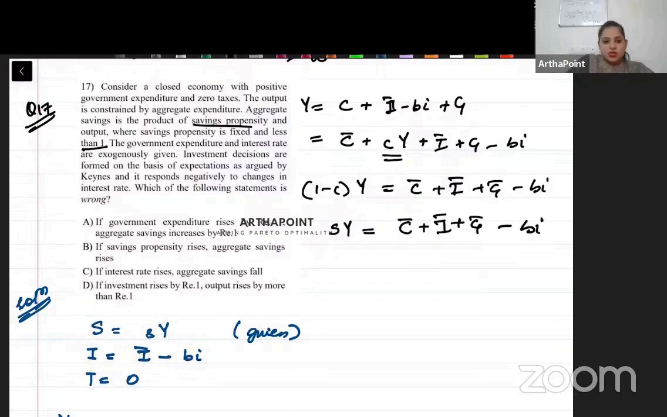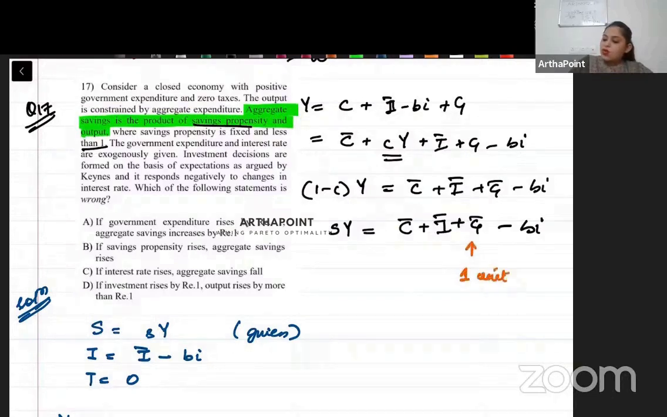Which of the following statements is wrong? If government expenditure rises by 1 rupee, aggregate savings increase by 1 rupee. Now, what are aggregate savings? Small s into y. This is what it has said. Aggregate saving is the product of saving propensity and output. Right? So if this increases by 1 unit, holding all other things constant, shouldn't this also increase exactly by 1 unit? That's correct.